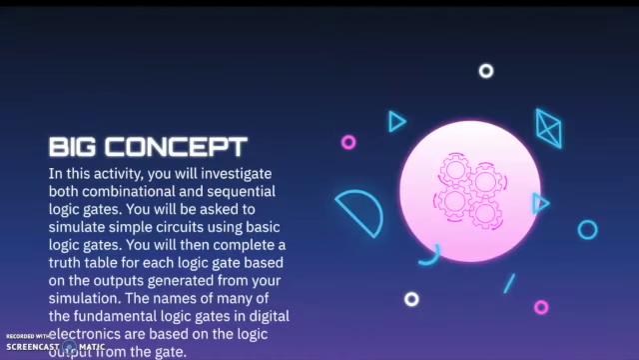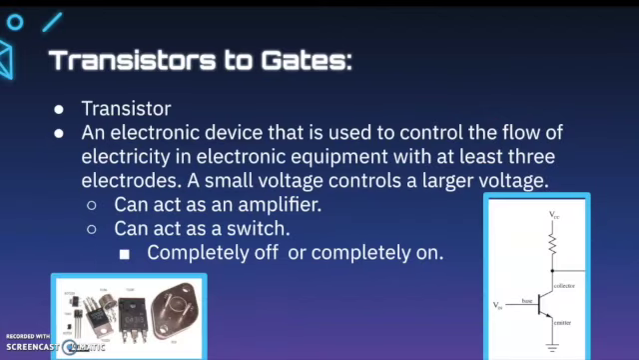In this activity, you will investigate both combinational and sequential logic gates. You will be asked to simulate simple circuits using basic logic gates. You will then complete a truth table for each logic gate based on the outputs generated from your simulation. The names of many of the fundamental logic gates in digital electronics are based on the logic output from the gate.